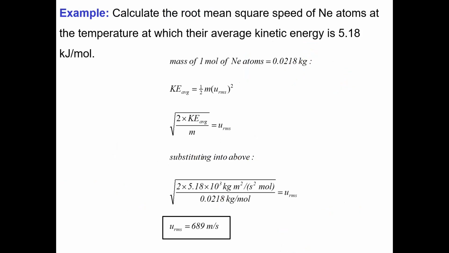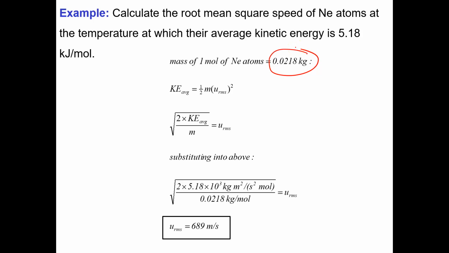So now it's kind of fun. If we know the identity of our gas, we know its molar mass, and we know their temperature, we can calculate the speed. So let's have a look at this. It says calculate the root mean square speed of neon atoms at the temperature at which their average kinetic energy is 5.18 kilojoules per mole.